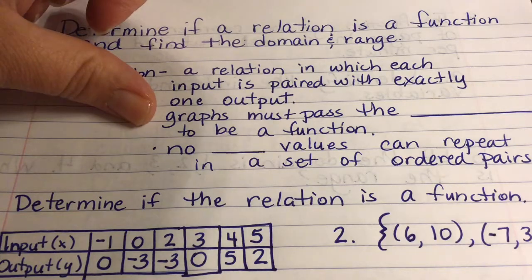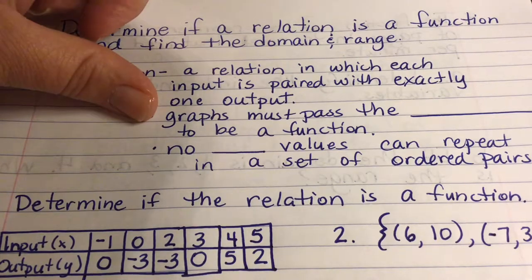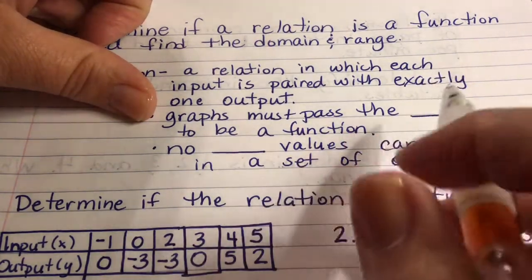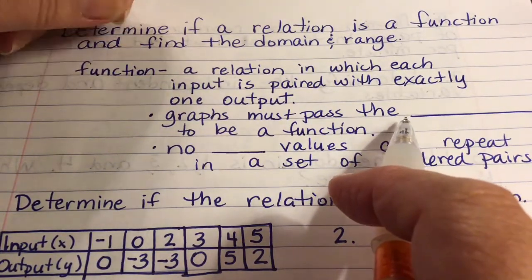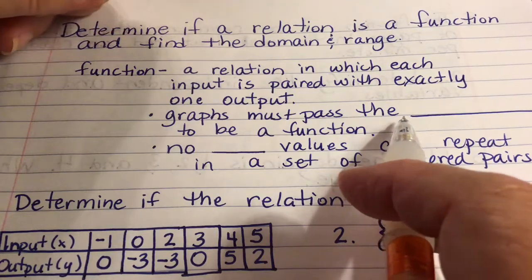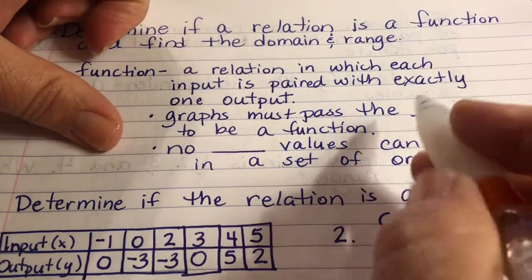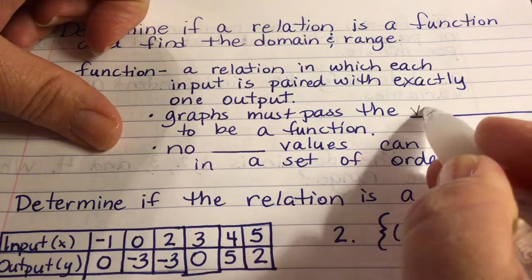If you've learned this before, then you know that graphs must pass. Hopefully you remember. Many students will tell me it's the pencil test. Roll a pencil across your desk is what they'll say to me. But remember, that's called the vertical line test.